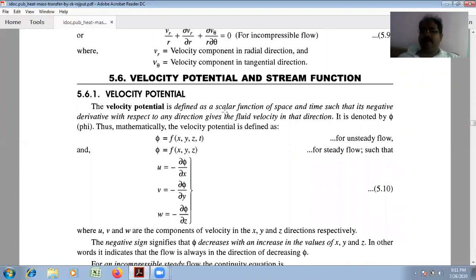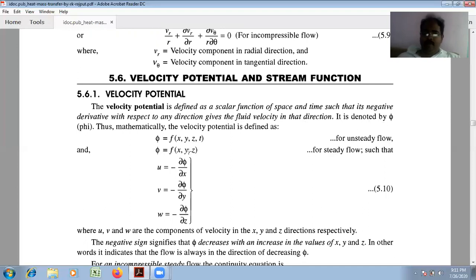Then we discuss the velocity potential. It is defined as the scalar function of space and time such that its negative derivative with respect to any direction gives the fluid velocity in that direction. It is denoted by phi. So phi is a function of x, y, z, and t when we follow unsteady flow, and when we are considering a steady flow, phi is a function of x, y, and z.